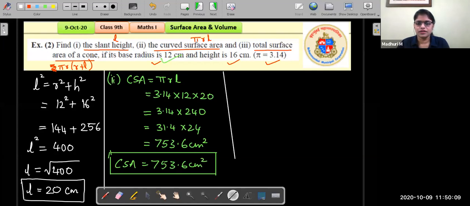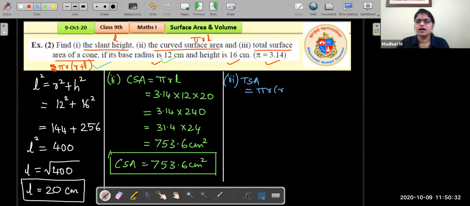And then we solve the third part, that is total surface area. So how do we find total surface area? What is the formula for total surface area? That is pi R (R plus L), right, students? So TSA stands for total surface area, that is equal to pi R (R plus L). We are just substituting. So what is pi? Pi is 3.14 times radius. What is the radius? Radius is 12 times R plus L, that is 12 plus L. And what is L in this case?